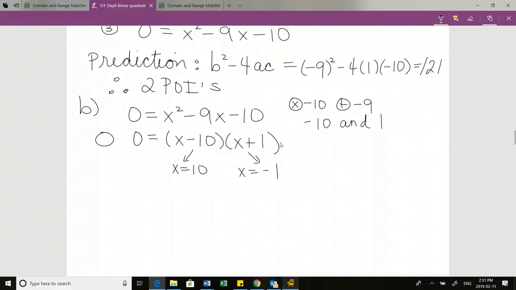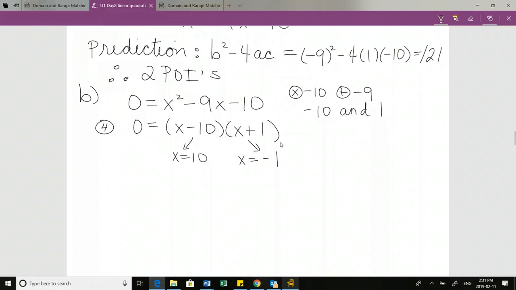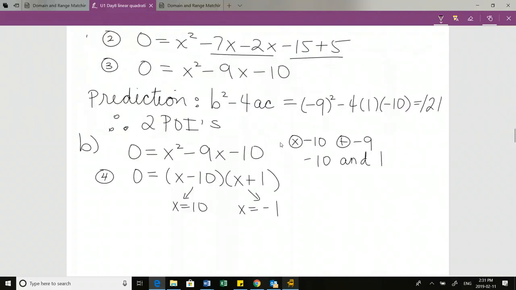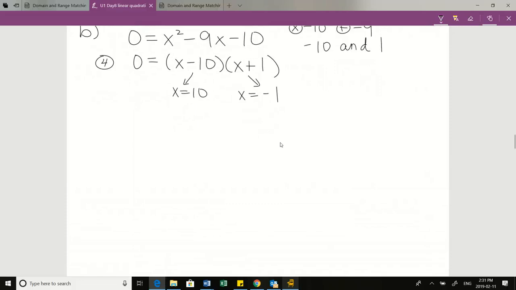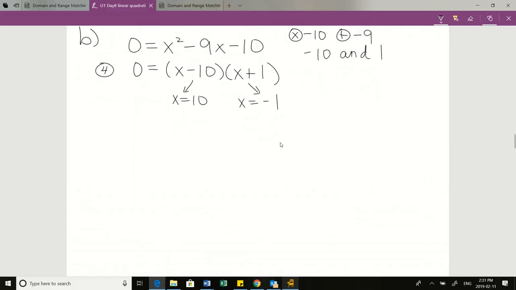Okay, now I need to get my y coordinates of my point of intersection. So my job is to sub these back in, not to this equation that I set equal, but to one of the original 2 in my question. Now you can sub it into both if you want. You should get the same y coordinate out of there. Usually I just choose to sub it into the line because the line is quicker to calculate. So I'm going to sub it into f at x equals 2x minus 5 to get my y's. And I have to do that for each one of these.